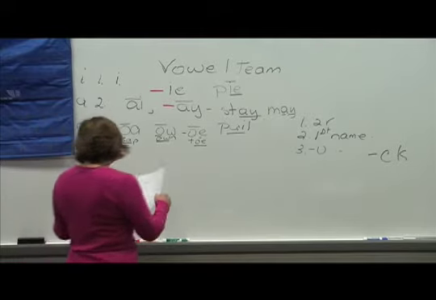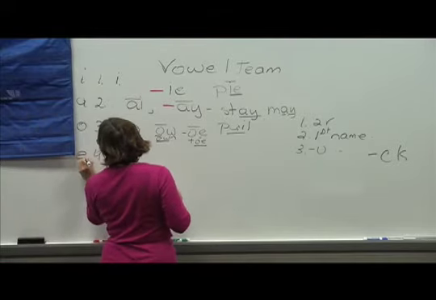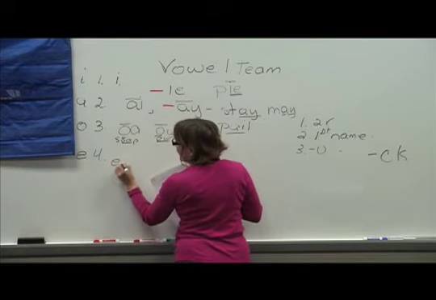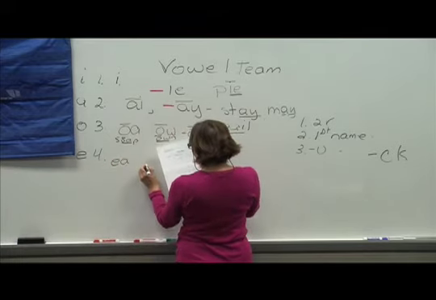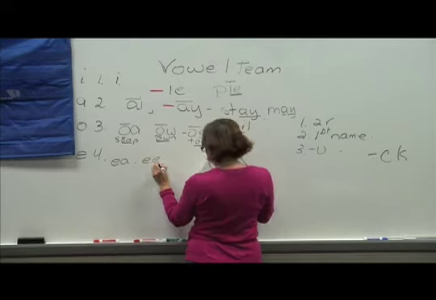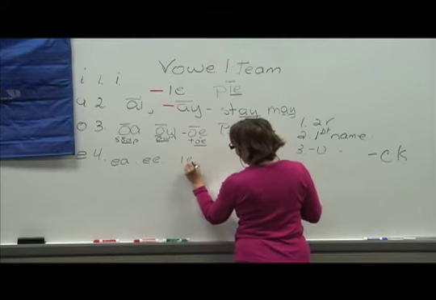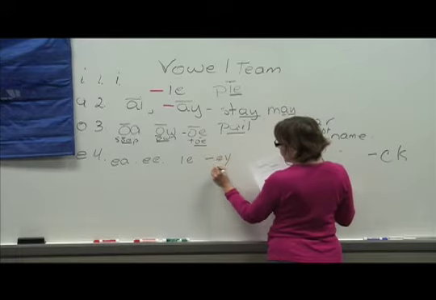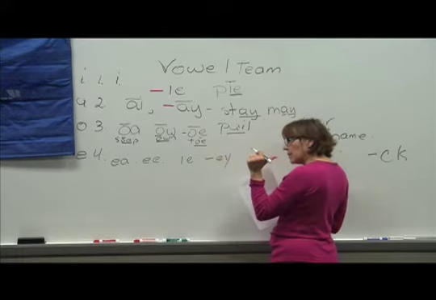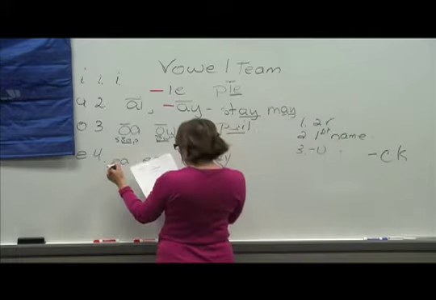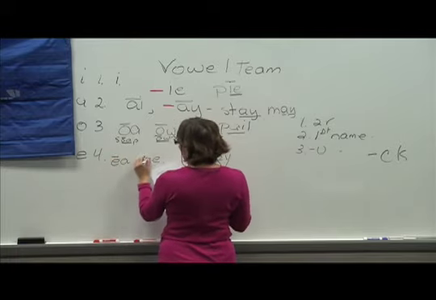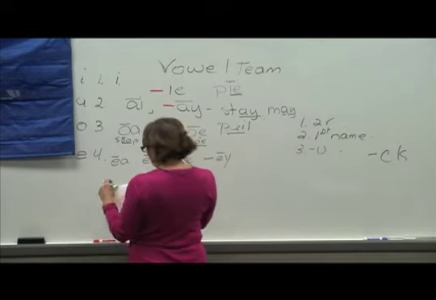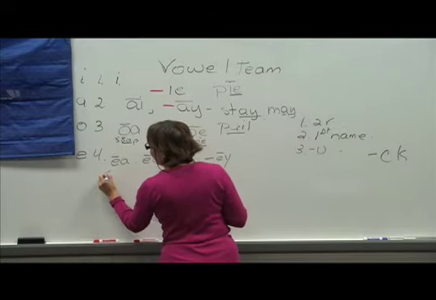Number 4, the last one, is the E vowel team, and there are 4 of them. We have EA, we have EE, we have IE, and we have dash EY. And what did I say about the dash? Comes at the end of the word. And they all make the long E sound. Let me give you some examples of these words. This is like the word see.